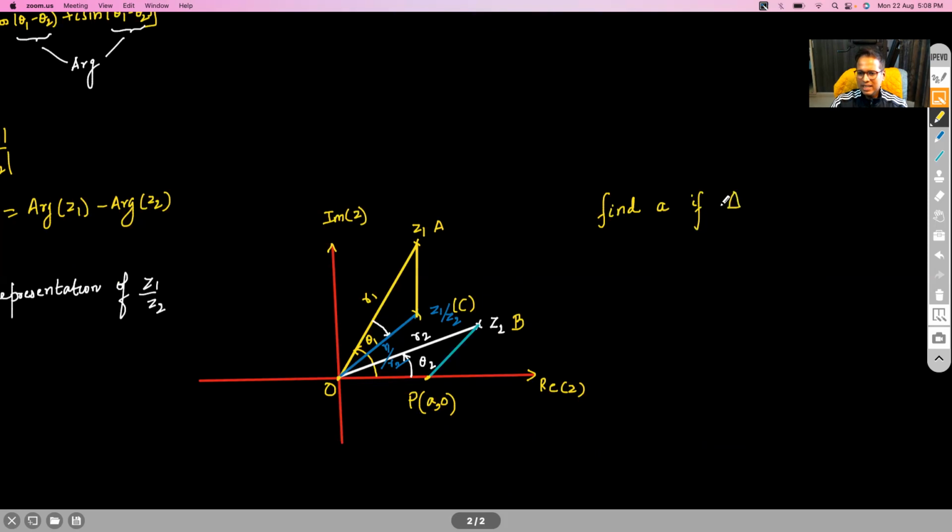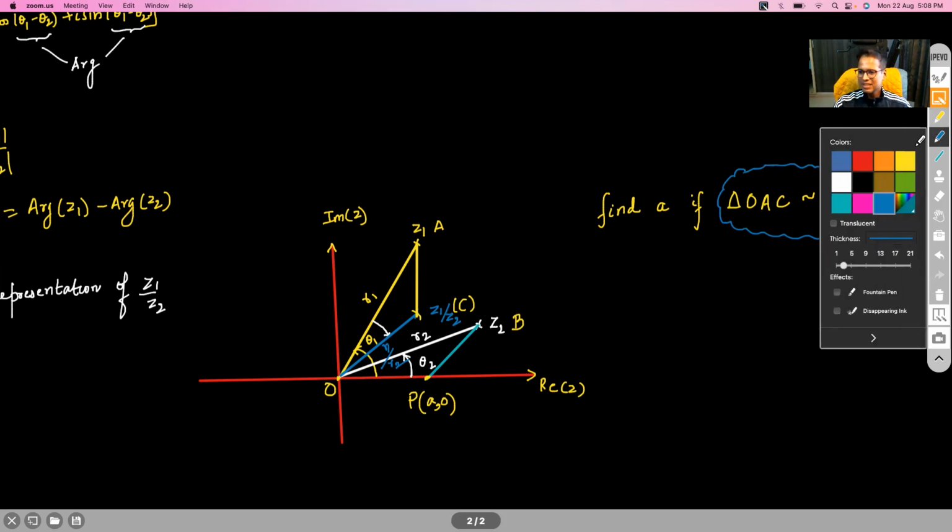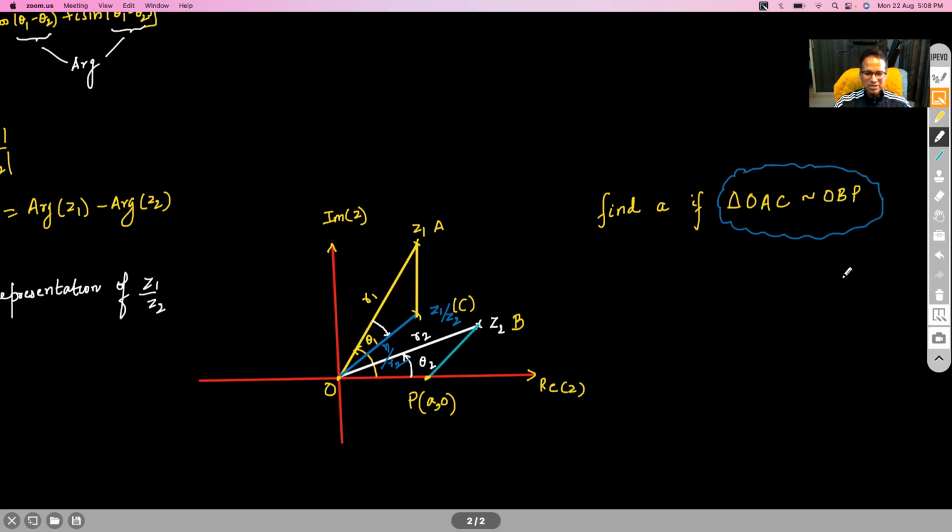Find A, if triangle OAC is similar to triangle OBP. Okay, so treat this as a question from my side. Let's see how many of you are able to answer this. You have to find this A coordinate of this point P, or you can say the real part of this complex number P, such that triangle OAC is similar to triangle OBP. Can you solve this one and give me the response?